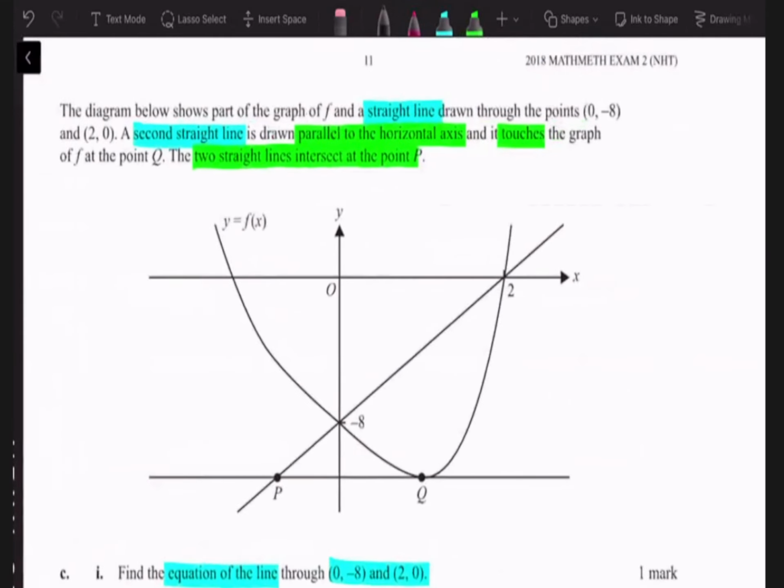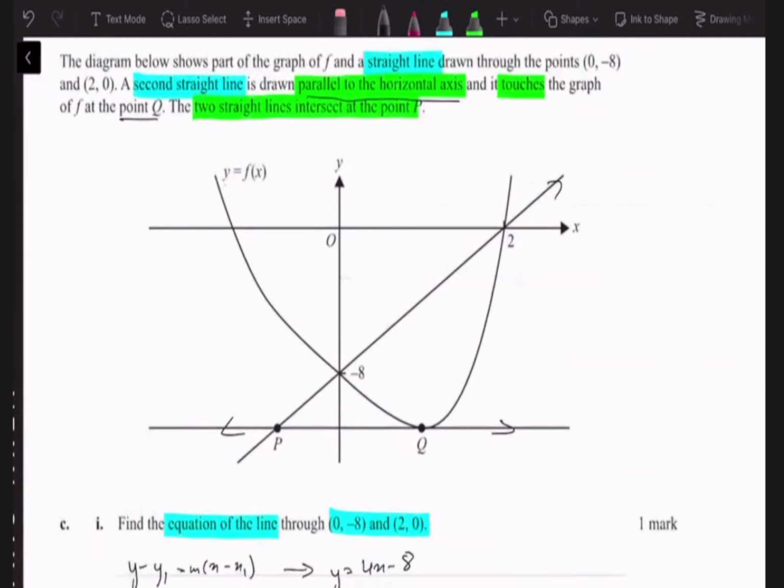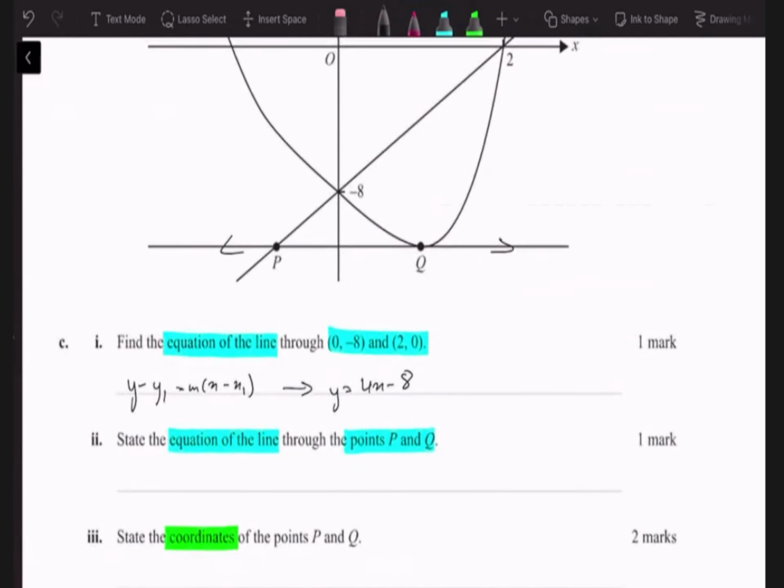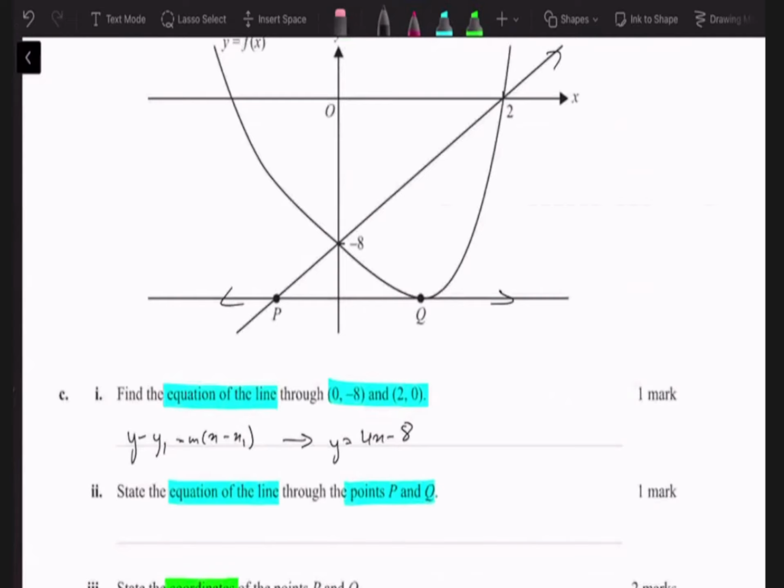Next, set the equation of the line through P and Q. In this question, there's a straight line, and there's another straight line that's parallel to the horizontal axis that touches the point Q. If it's asking for the equation of the line through P and Q, that means it's a horizontal straight line. So it's just going to be y equals a value.